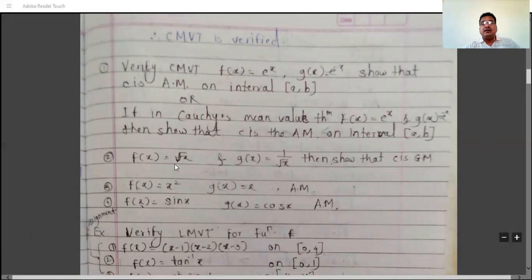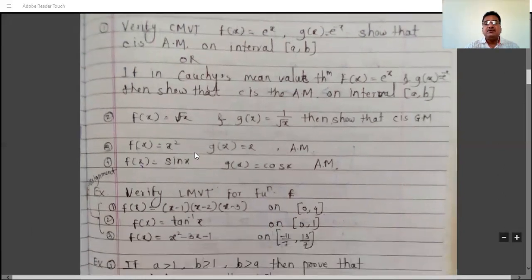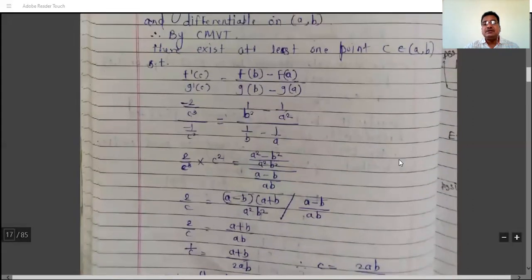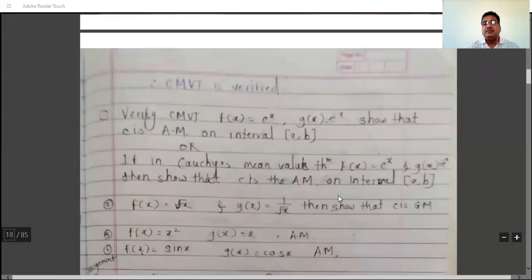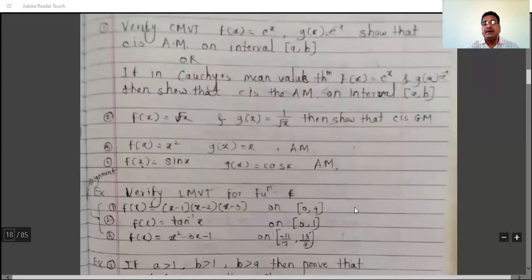Then if f(x) is root x, the geometric mean, that is c is root ab. In this example number 2, we have c is root ab, that is c is the geometric mean between a and b. So here f(x) is x square, g(x) is x. Then solve this by using this method. We have c is the arithmetic mean, that is c is (a plus b) by 2.